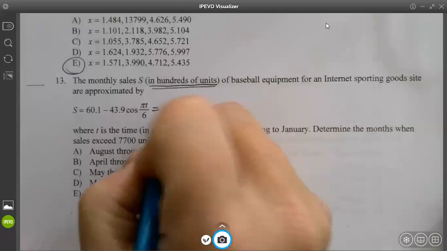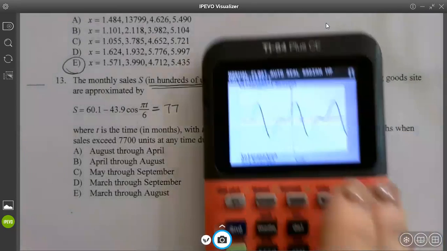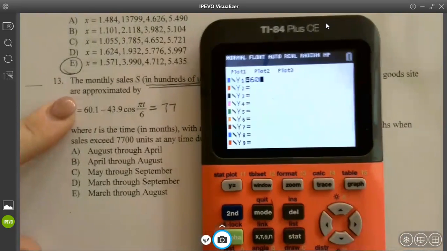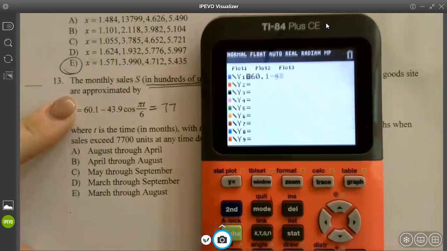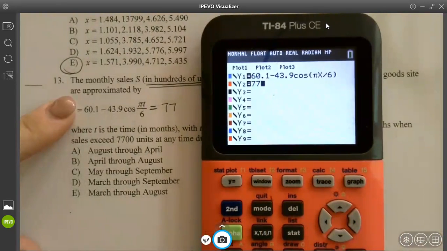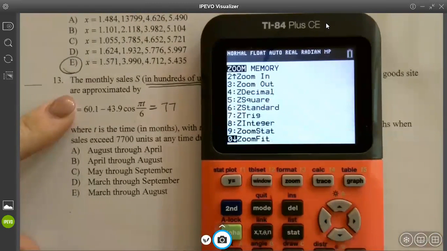Thank you, Colson. I appreciate it. How do I solve this equation? Put it into y equals. Anything like this, left side in y1, right side in y2, or the other way around. 60.1 minus 43.9 cosine, we're still in radians, pi x over 6, and then underneath is 77. I'm going to zoom fit because 77 is a huge number. Okay, so I want to fit it to my screen. So go down to zoom fit.